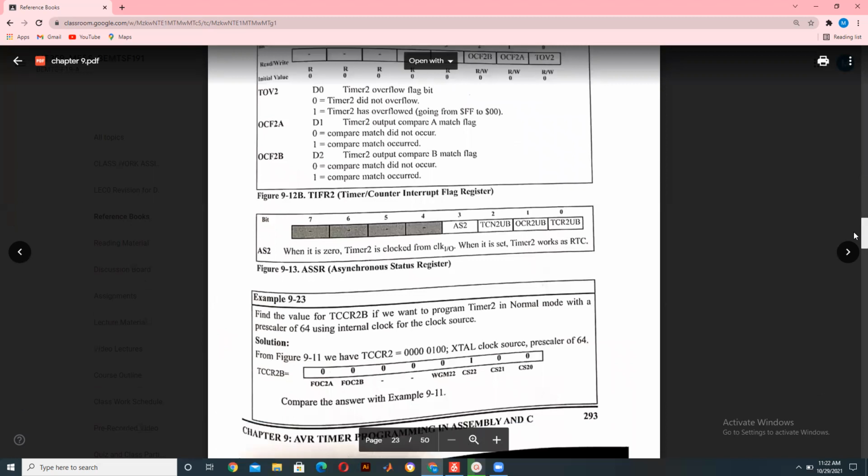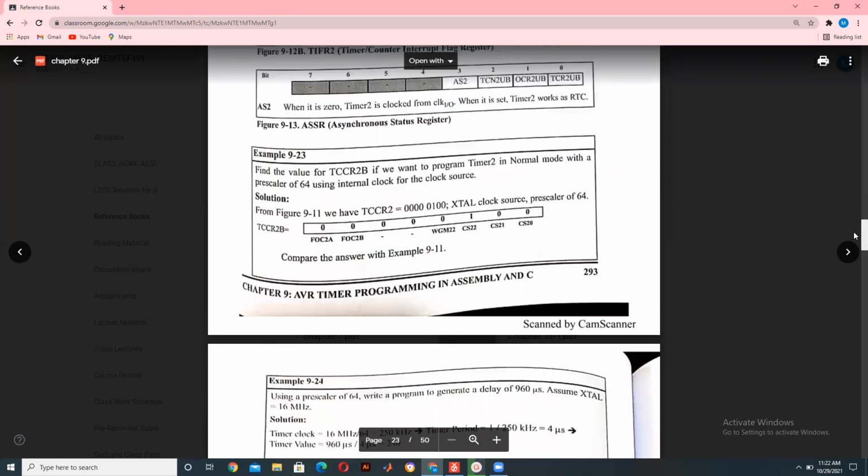Okay. After that, find the value of TCCR2B. Now it's 2B, in normal mode with a prescaler of 64 and a 10 clock. In the earlier example we had the prescaler of 64 for timer 0, but now we would be having TCCR2B, so the setting changes to CS22 as 1.